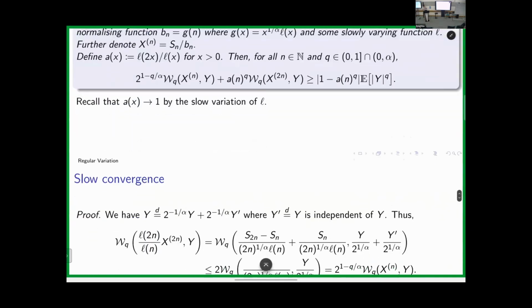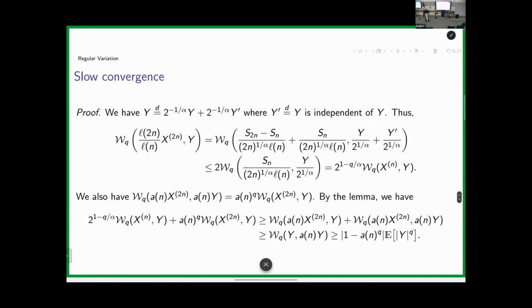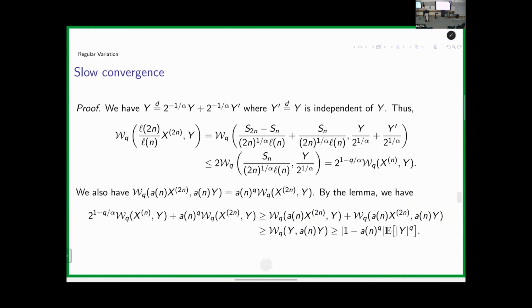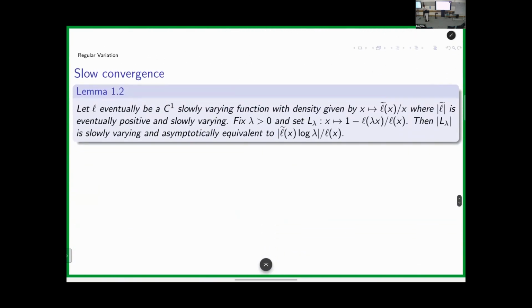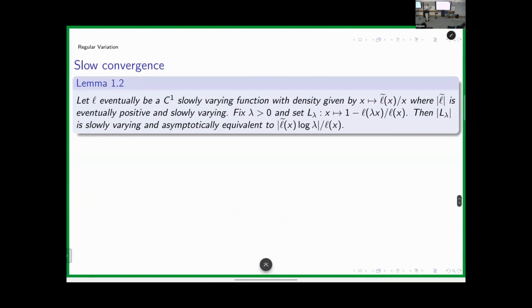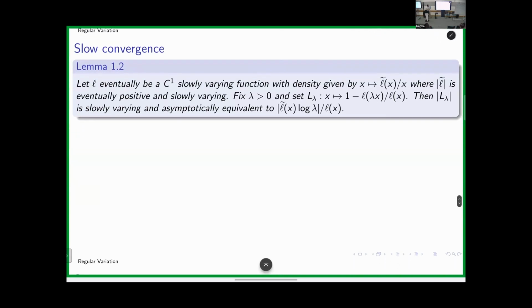Is there any other questions? So now it's all about this function a_n. How fast is it going to one? This is one of the main lemmas that describes how fast this thing is going. I'll consider a slowly varying function L that will be C1. Remember, this is not really a restriction, because if you have a slowly varying function, it's asymptotically equivalent to a C infinity slowly varying function.